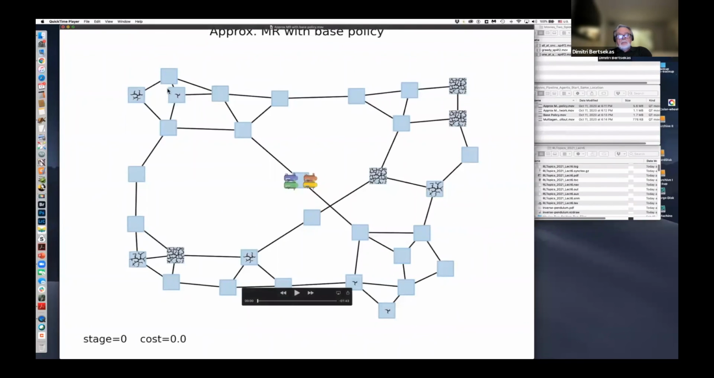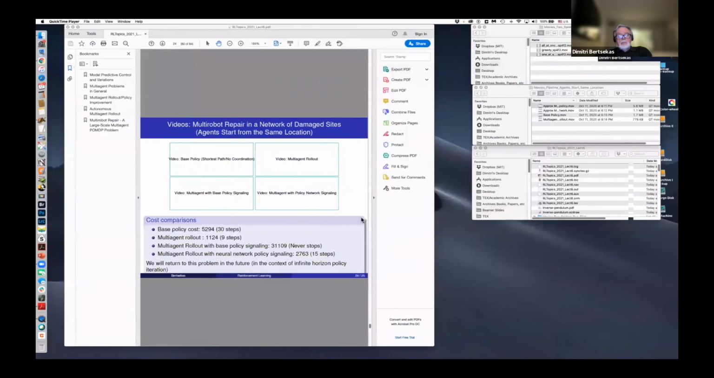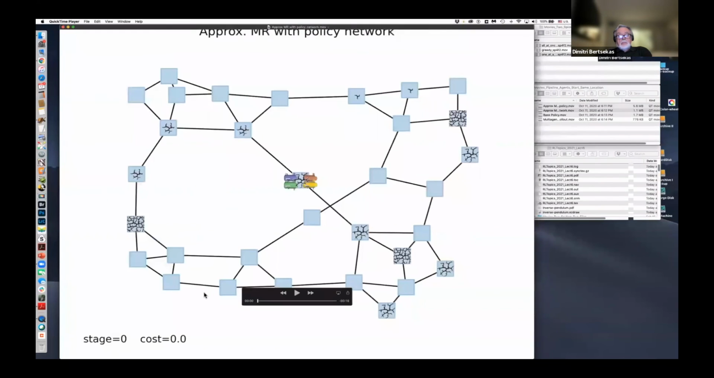Okay, so let me show you the last one, which tries to emulate by using a neural network. It tries to emulate this multi-agent rollout policy. Okay, I'm going to go quickly through that. It's going to do similar things, but less perfectly.